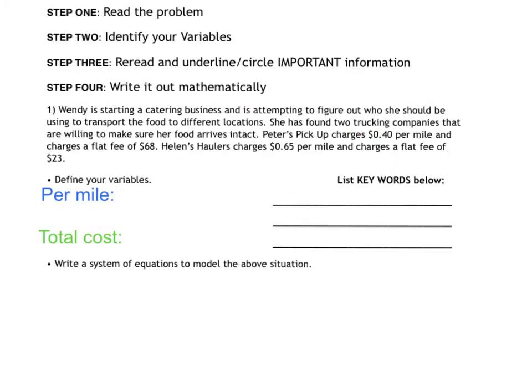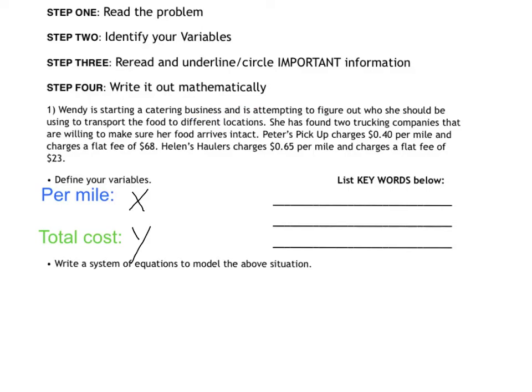So step 1 here, you need to read the problem. Okay, step 2, then we can identify our variables. Step 3, we can reread the problem and underline and circle important key information. And step 4, we write it out mathematically, what the equation is. Notice these are systems of equations, so we're going to be writing at least 2 equations. Number 1.